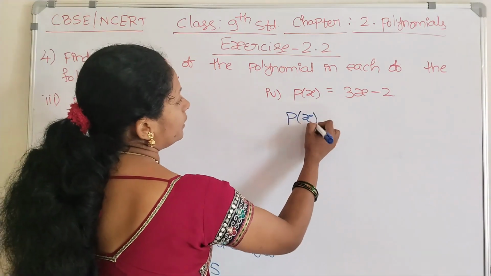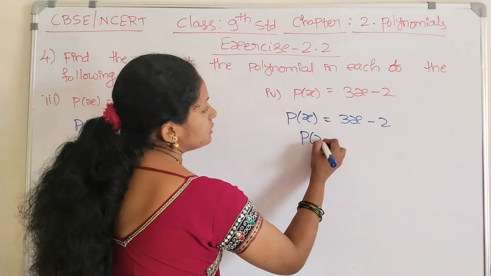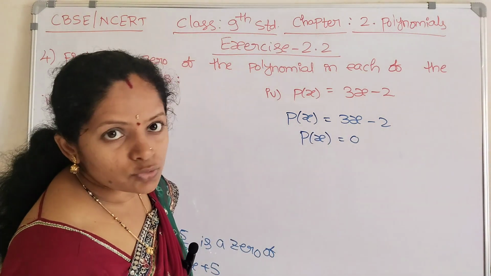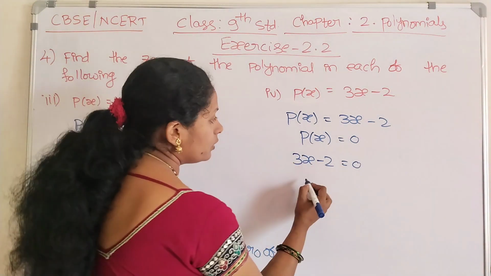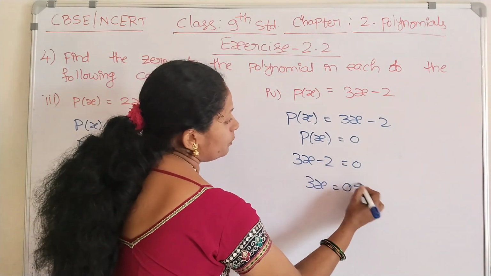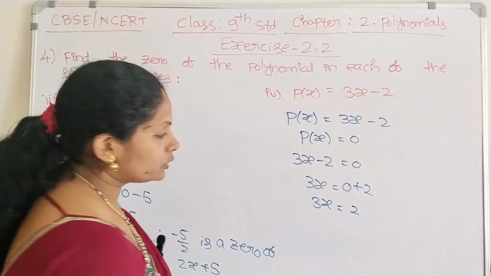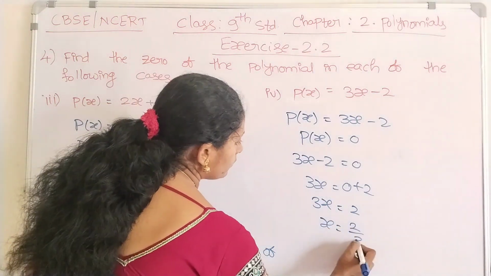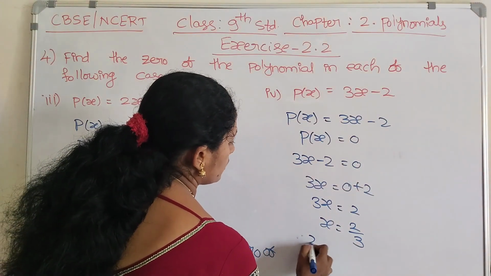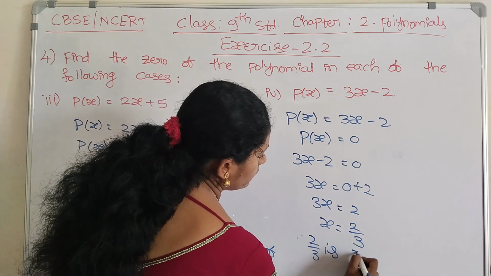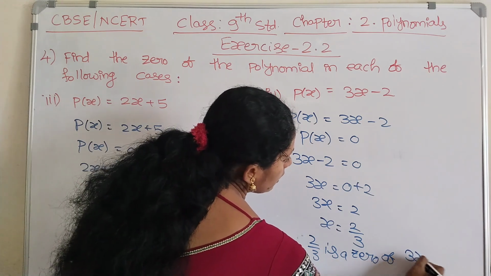Next polynomial, p of x is equal to 3x minus 2. To get the zeros, p of x should be equal to 0. P of x we can write here as 3x minus 2 equals 0. 3x is equal to 0 plus 2, which is 2. 3x equals 2. x is equal to 2 by 3. 2 by 3 is a zero of the polynomial 3x minus 2.